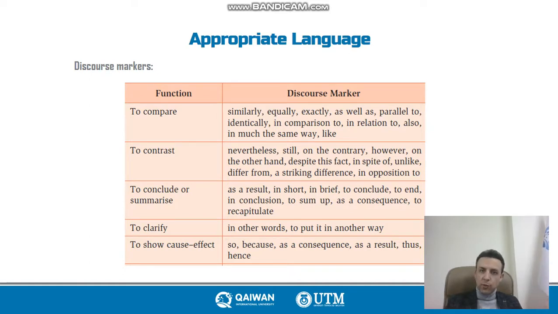You know what discourse markers are. We have already talked about them. These are the words that are used normally at the beginning of the sentence, and they show the relationship between what was already said and what is going to be said. So here's the list of these discourse markers with their functions.